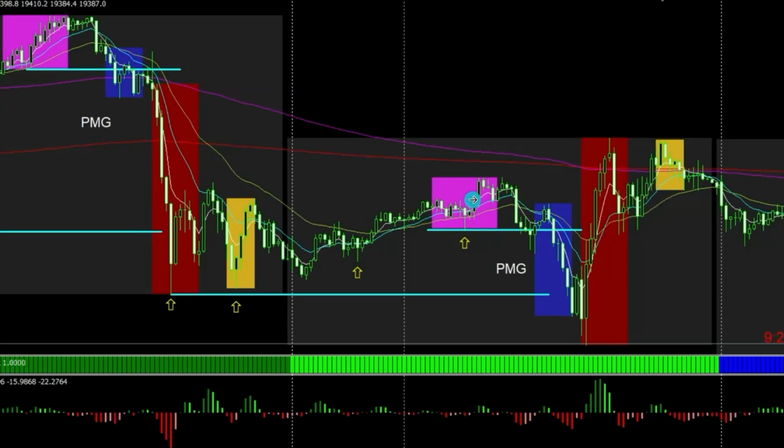If you're using the Rob Smith Strat patterns, you're looking for your break in structure. Then you have a 2 up and a 2 down pattern, which happens here.